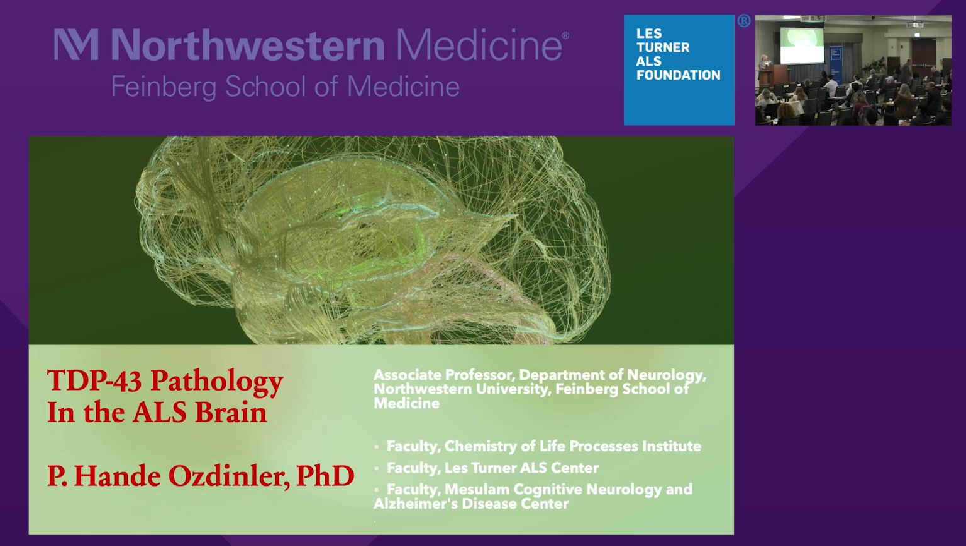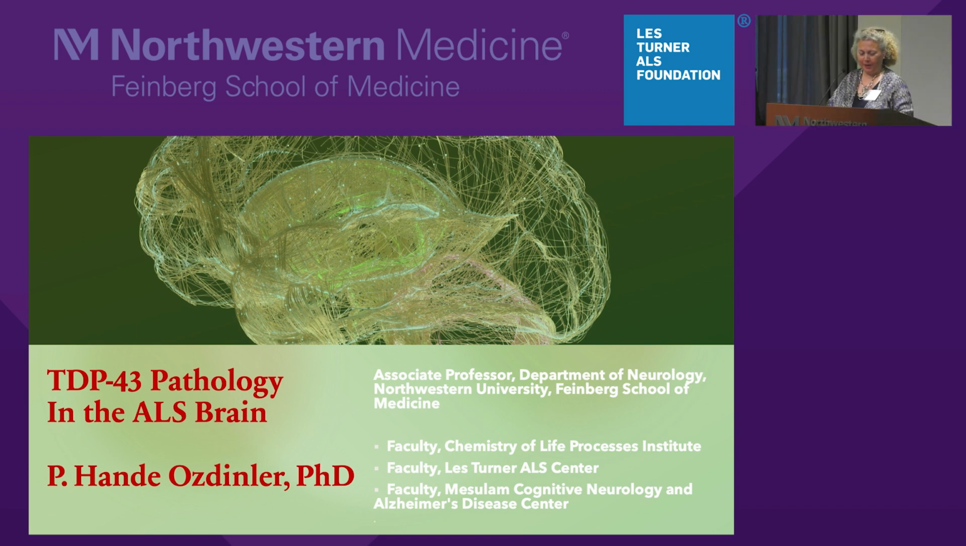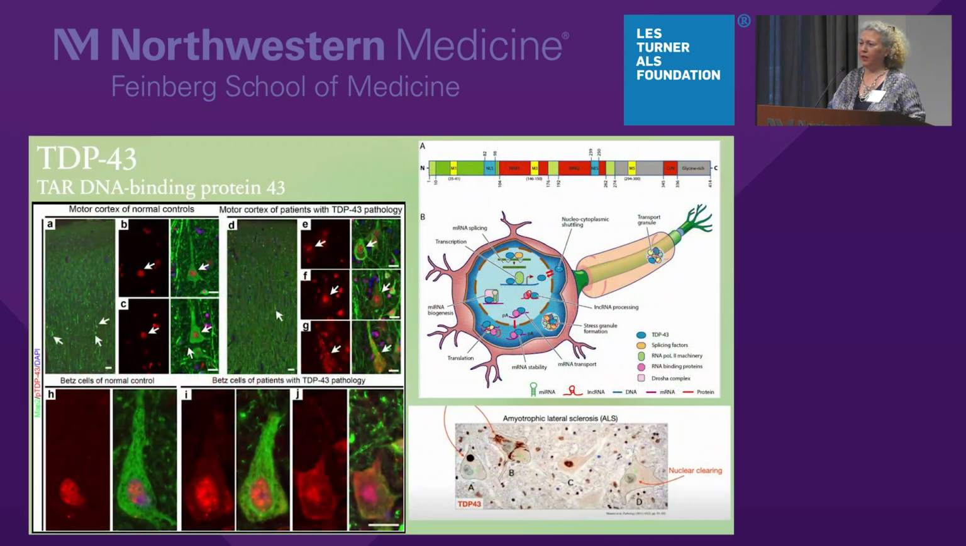Thank you so much, Marco, for this kind introduction. So my talk is about TDP pathology in the ALS brain. And I think this is one of the most important proteins, as Dr. Kalb has outlined. This protein is very unique because it lives both in the nucleus and in the cytoplasm. It plays a role in the nucleus, and it also plays a different role in the cytoplasm. So it goes back and forth, back and forth. There are very few proteins that do that, and TDP is one of them.